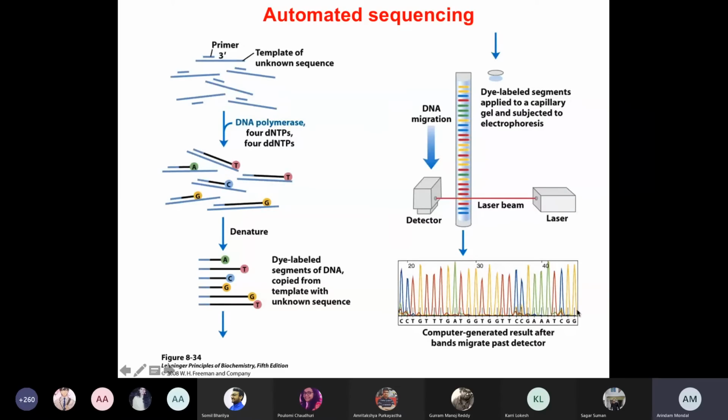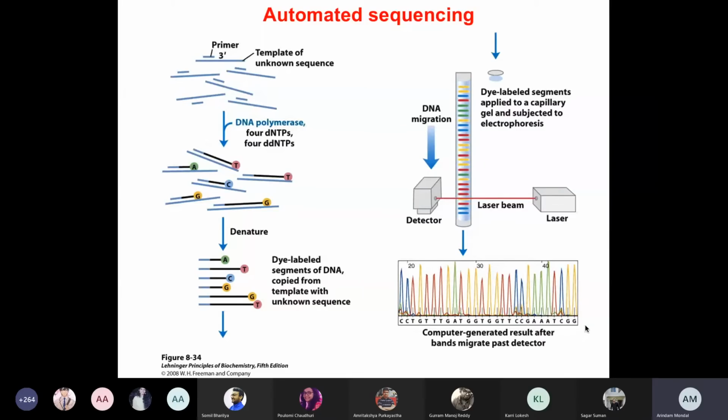So the x-axis will determine the size and the y-axis will give you which particular fluorophore it has been labeled with. Okay, and that complete data could be automatically converted into the digital database, which will then give you the sequence of the complementary base pair or complementary template, so that you can directly get the sequence of the complementary bases or the template which you want to know.